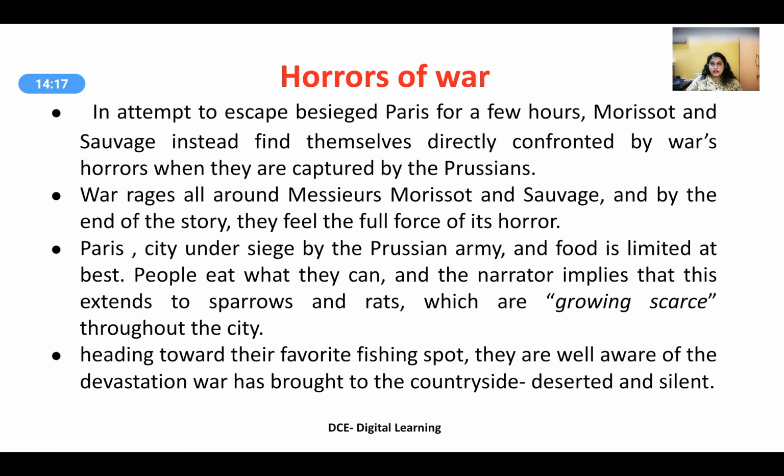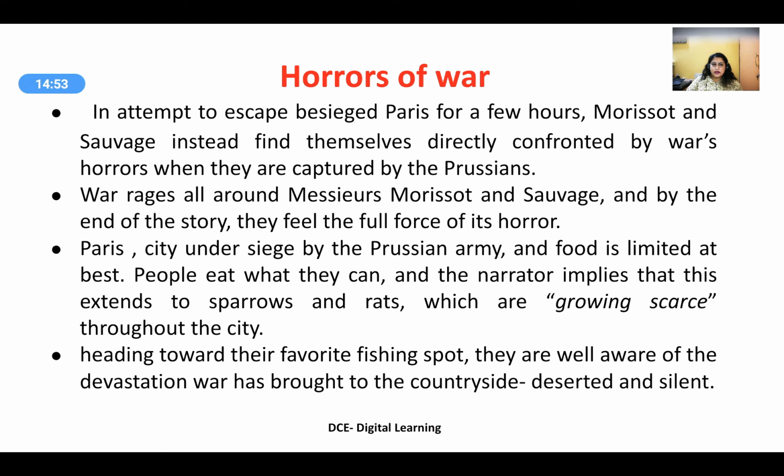Now let us concentrate on the themes in the short story Two Friends. The first primary theme would be the horrors of war that is described here. In an attempt to escape besieged Paris for a few hours, Morisot and Sauvage instead find themselves directly confronted by war's horrors when they are captured by the Prussians. Yes, that's true. The two friends didn't have much to desire for. They were already feeling so miserable, bored, hungry. They were so desperate for a change.